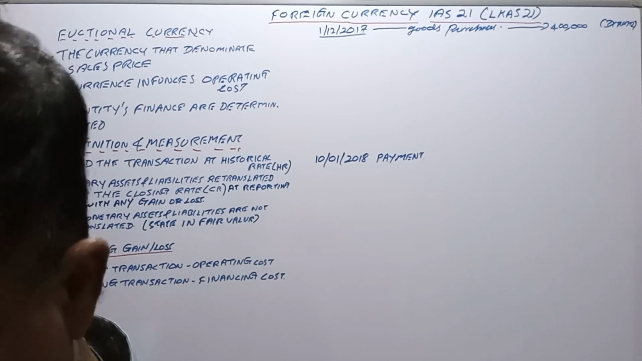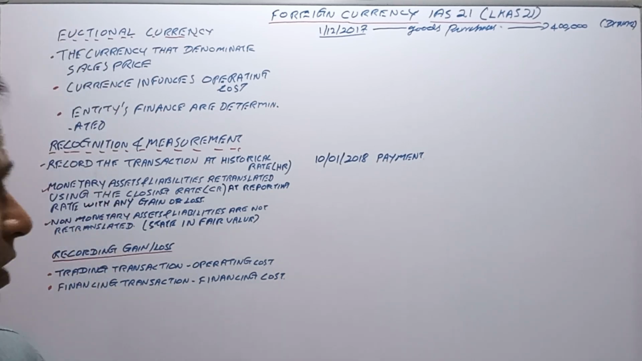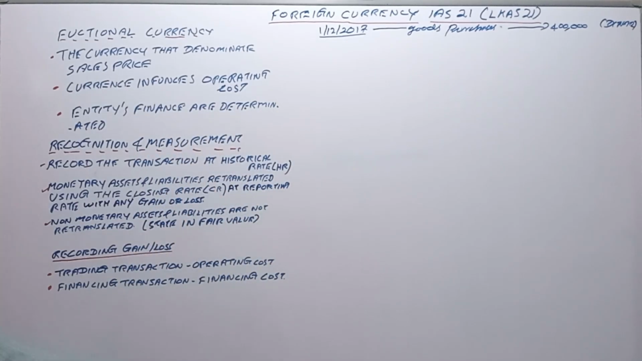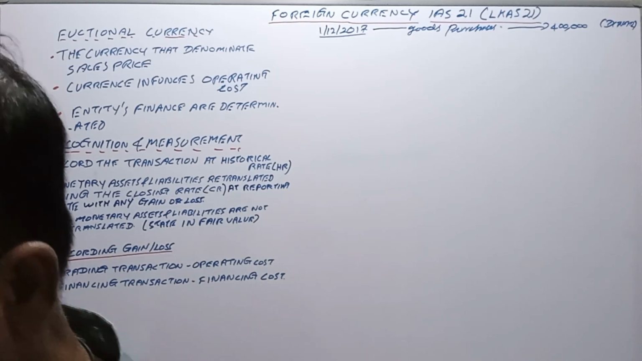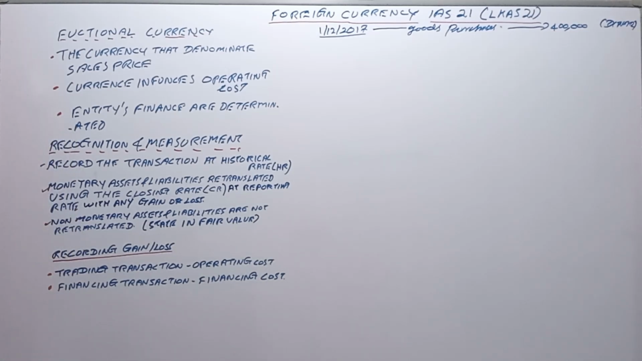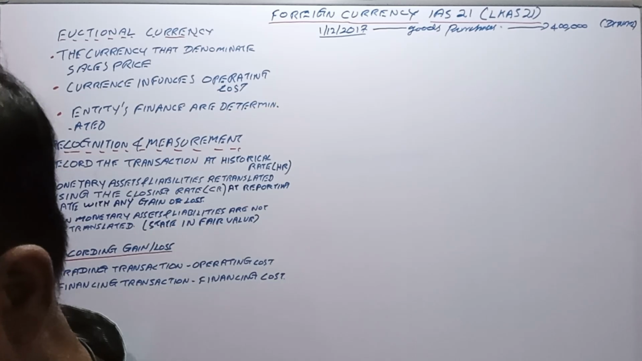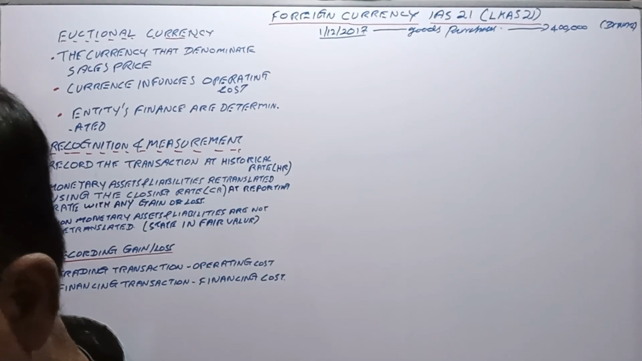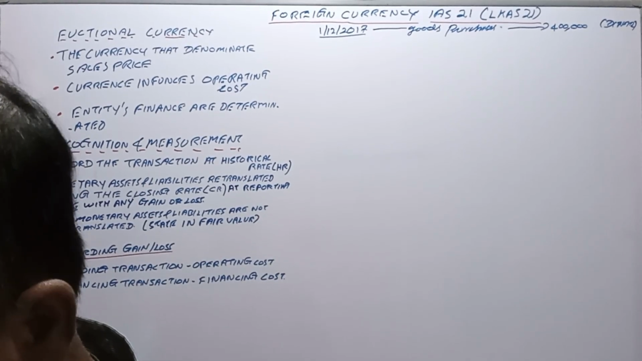Payment date. Okay, we will keep this one. 10th January 2018, he is paying the amount. On the 31st December, the exchange rates are as follows: 1st December 2017 and second, 31st December 2017.